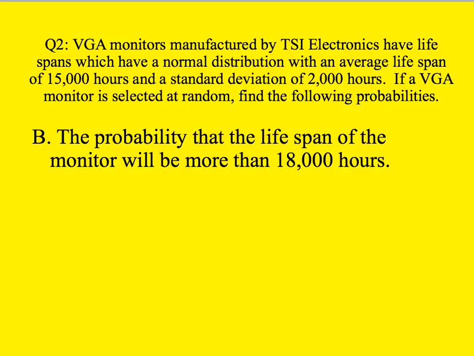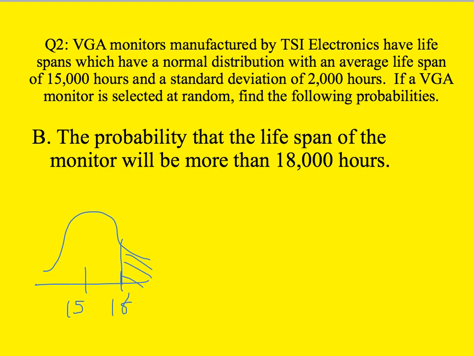But we do have a question about if it's more than 18,000, probably ad nauseum now. Draw my picture. 15 is here. 18 is here. I want what's above it. I'm going to stop now and tell you I'm going to cheat a little bit, because I noticed the first one we did was 12,000, which is exactly 3 less than 15. And this one is 18, so this is 3 more than 15. So it's the same z-score, it's just a different sign.